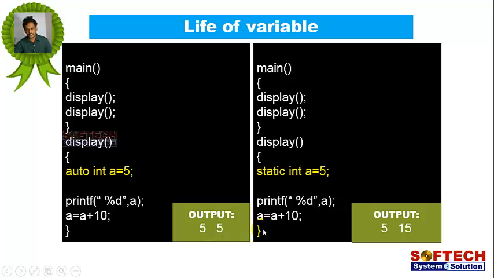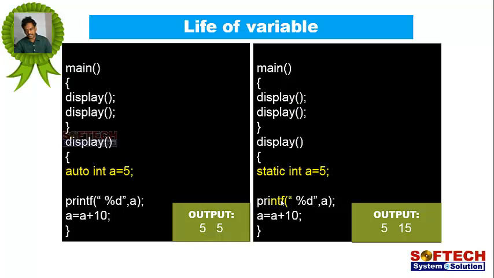At the time of exit from the function, the memory is not removed. The value is stored again in that memory, and the value remains in a. Then control transfers to the main function. Then again we call the function display. The control transfers here. Then static integer a equal to 5. So it does not create new memory the second time.